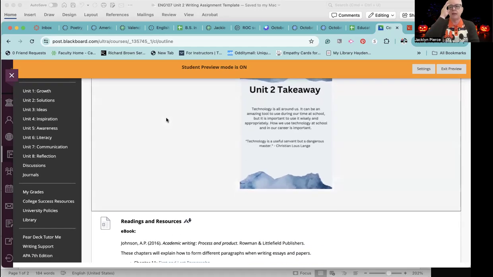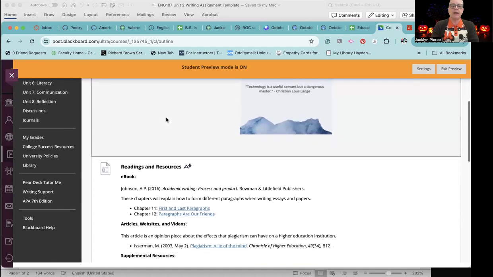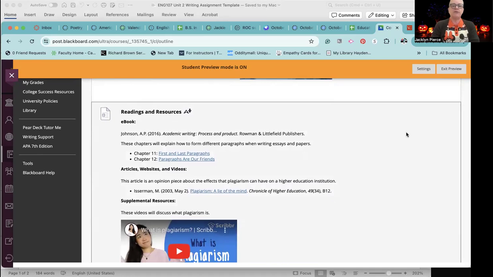Each one of these is set up similarly as well. You've got a takeaway at the beginning. You've got readings first. Typically, there's always going to be some readings, and then there will always be some videos. So this week, we're going to be looking at academic writing, the textbook, which is fully online for you. And then the chapters that you're going to look at are about paragraphs. First and last paragraphs are intro and conclusion paragraphs, and how paragraphs are kind of the essential building block for all writing that we do in school.